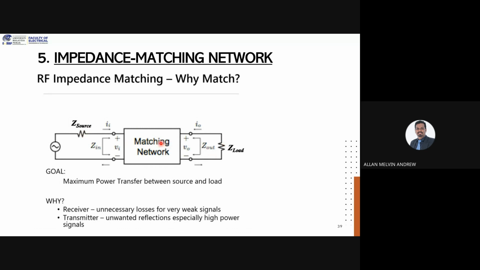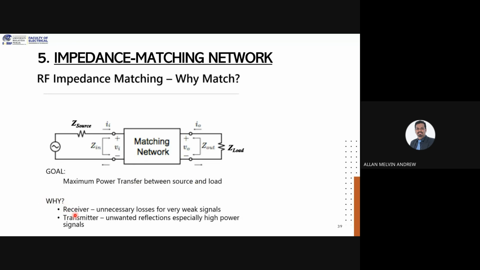Because when you are transmitting using radio frequency, we are sending things wirelessly. If we are using wire, this loss will be very minimal because it's connected by wire. But when you are sending wirelessly, you need to make sure whatever you are sending must be received at the opposite end. So that's why the goal of the impedance matching network is to maximize the power transfer between the source and also the load.